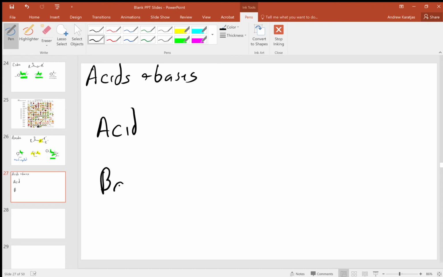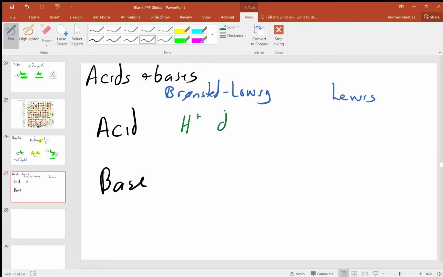So we want to start by reviewing what is an acid, what is a base. And hopefully you recall we had two different definitions of that: Bronsted and Lewis. The Bronsted-Lowry definition dealt with it from the perspective of protons. It said that an acid was a proton donor, whereas a base was a proton acceptor.